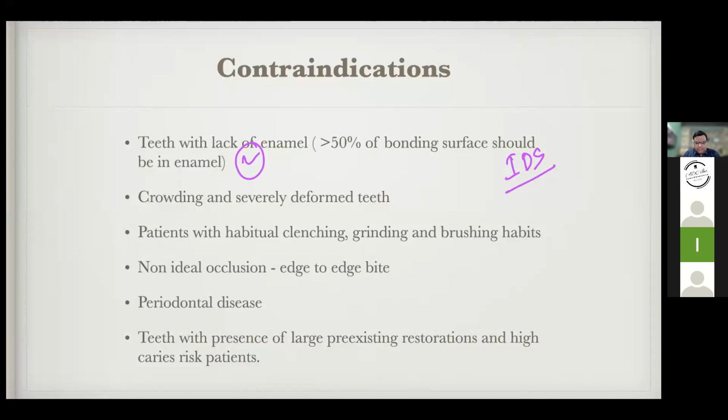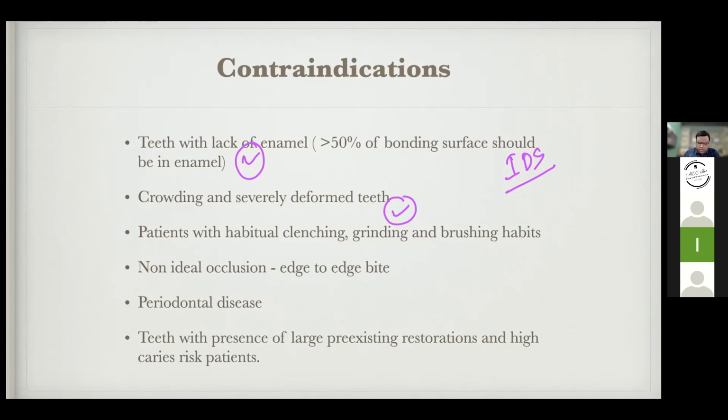Crowding in severely deformed teeth. So you might do orthodontics first, not to be taken up directly to do a veneer right now, but you can obviously do orthodontics first and then come back and do veneers if needed. Patients with habitual clenching, grinding, and say brushing habits, which are very hard. Even in these, if you can manage the cause, you can do veneers. Today, we do full mouth rehab with only tabletops in the posterior and veneers in the anterior. You do not need to be worried about clenching, grinding if you can manage the habit.